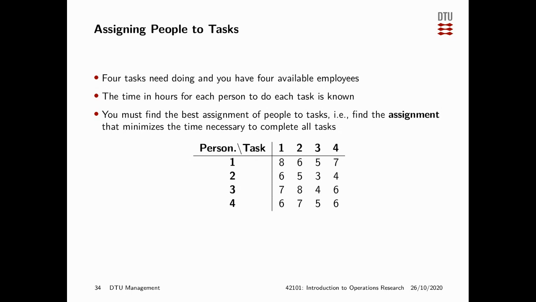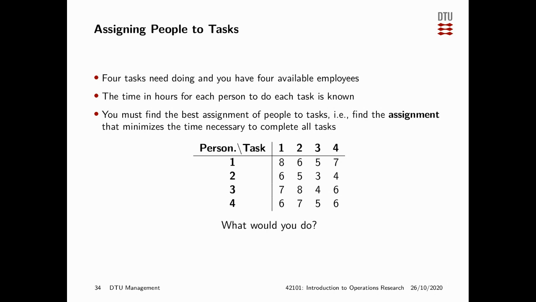In this particular problem, you are asked to assign 4 tasks to 4 available employees. You know how long each employee takes to do each task, and you would like to find the assignment that minimizes the total time necessary to complete the tasks. Okay, so you have to find the best assignment here.